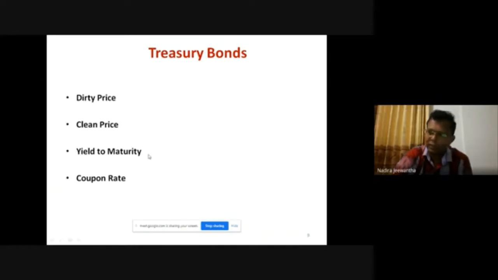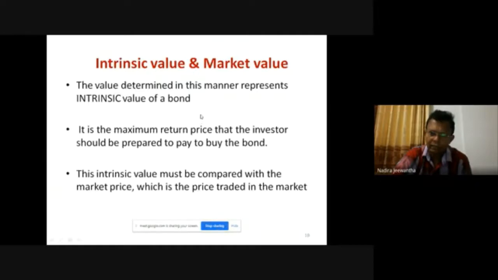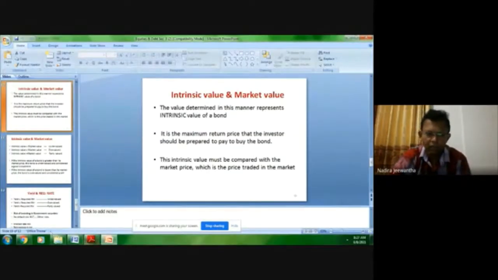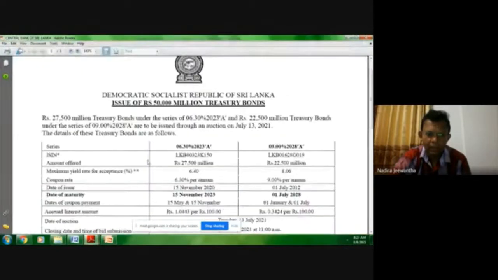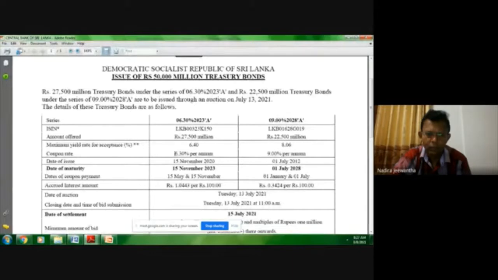Yield to maturity means the market interest rate. What do you mean by that market interest rate? Now, in treasury bonds, you have a coupon interest rate. Remember, we discussed. Here the coupon is 6.3. So every 6 months, you are getting 6.3% per annum on the face value. Generally, for 1 unit the face value is 100.